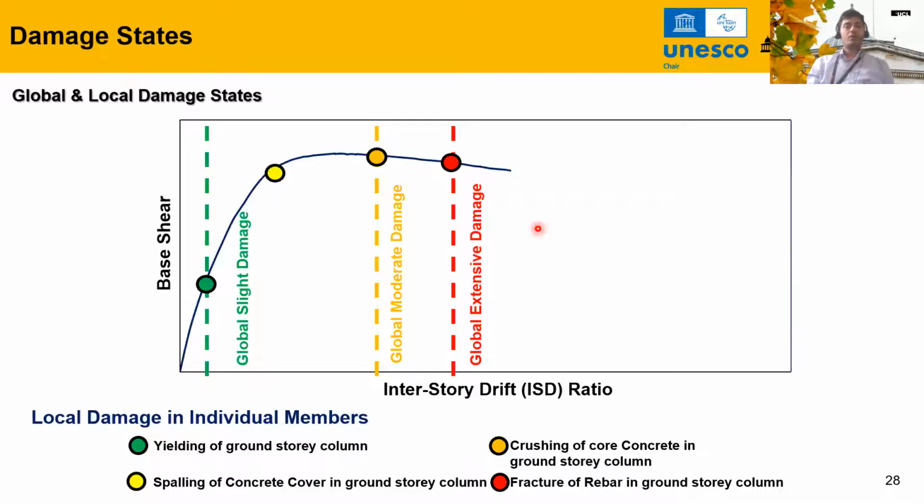So this is how we correlate the global and local damage states. For example, in the Pushover curve, you have different global damage states marked, but each of those global damage states have meaning in terms of the physical damage in your structure. For example, the local element level damage. The green point here is global slight damage, which means that your local elements are yielding. For example, your concrete has cracked, your rebars are yielding, the columns in the ground story, and so on.